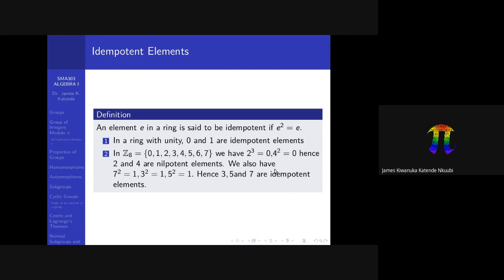So we also have the following. 7 squared is equal to 1, because 7 squared is 49, which is 1 in Z8, right? 3 squared is 9, but 9 is just 1 in Z8. 5 squared is 1, because 25 is the same as 1 modulo 8. So 3, 5, and 7 are idempotent elements. We have seen some examples of nilpotent and also some idempotent elements.